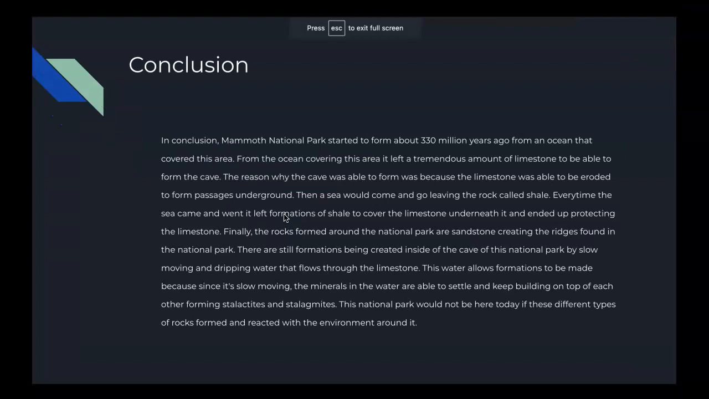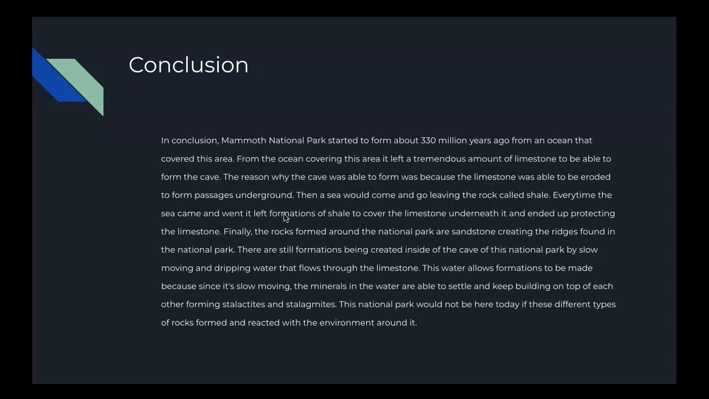So in conclusion, Mammoth Cave National Park started to form about 330 million years ago from an ocean that covered this area. From the ocean covering this area, it left a tremendous amount of limestone to be able to form the cave. The reason why the cave was able to form was because the limestone was able to be eroded to form passages underground. Then a sea would come and go, leaving the rock called shale.